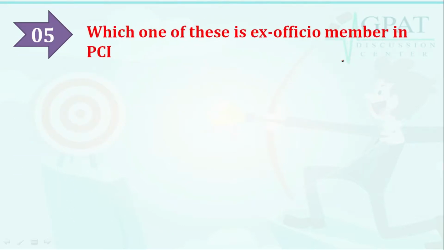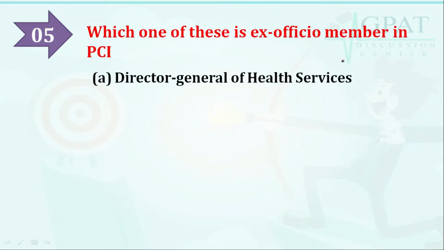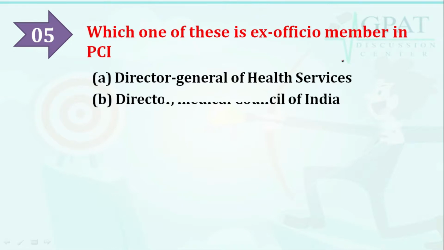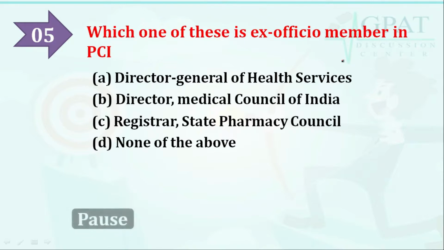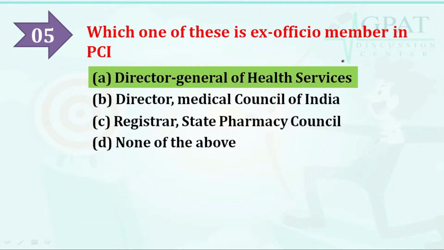The next question is: which one of these is an ex officio member in the PCI, that is the Pharmacy Council of India? Option A is Director General of Health Service, option B is Director Medical Council of India, option C is Registrar State Pharmacy Council, and option D is none of the above. So the correct answer is that the Director General of Health Service is the ex officio member in the Pharmacy Council of India.